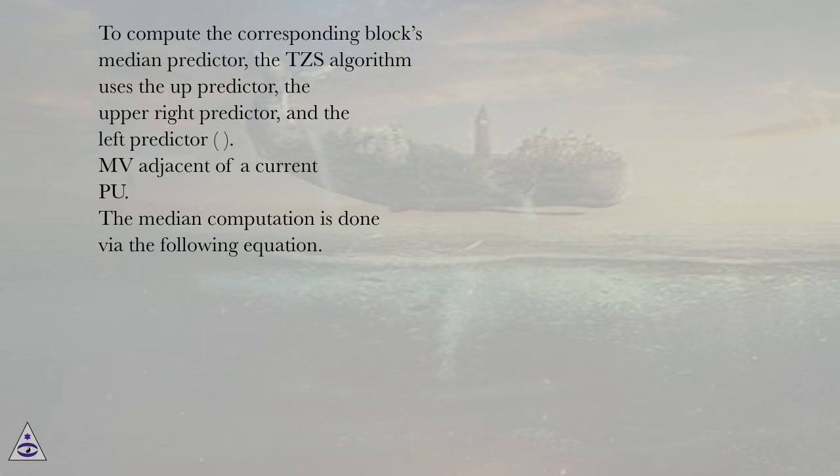To compute the corresponding block's median predictor, the TZS algorithm uses the up predictor, the upper right predictor, and the left predictor MV adjacent to the current PU. The median computation is done via the following equation.